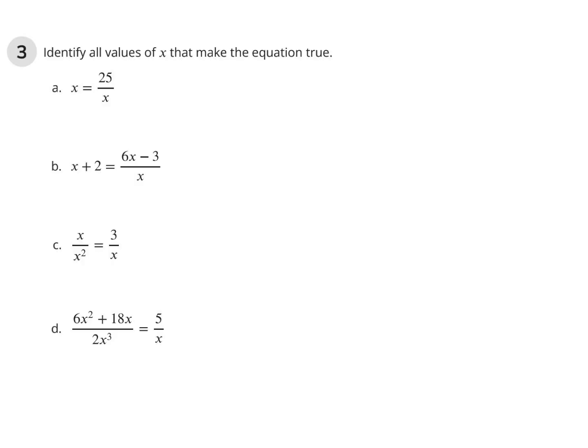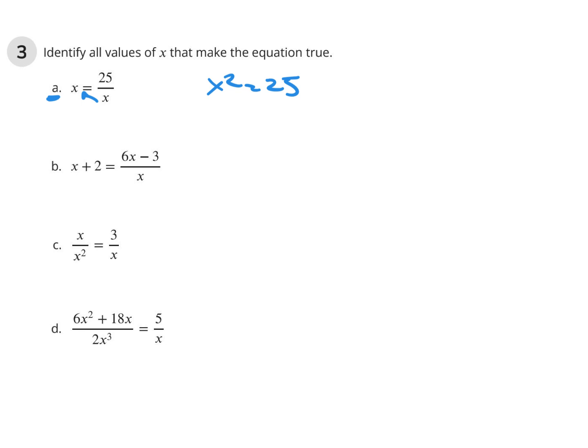So, all right, we're working on problem number 3 here. We're going to do this on each page. The first thing we're going to do is identify all values of x that make the equation true. Cross multiply, we get x squared equals 25.